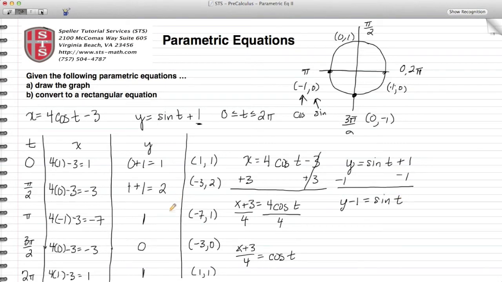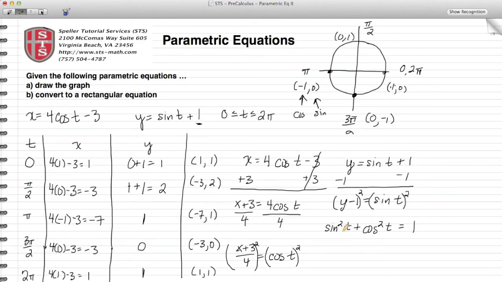Alright, we're going to lean on our knowledge of the trig identity that sine squared t plus cosine squared t is equal to 1. And we're going to leverage that by squaring both sides of these equations, and then that's going to allow us to complete a substitution. We're squaring both sides because, again, squaring both sides keeps the equation balanced.